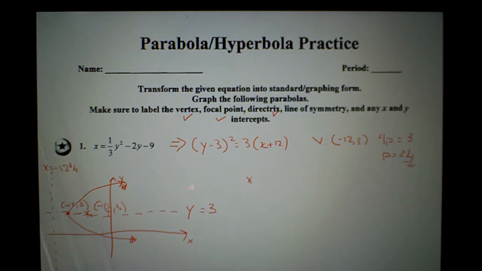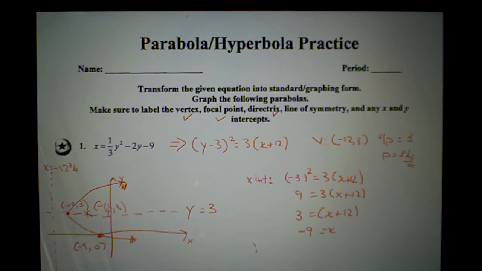To find an x-intercept anytime, any place, anywhere, what do? Yep, plug in 0 for y. So that is 0 minus 3 squared is equal to 3 times x plus 12. So that is 9. Please don't distribute the 3. Divide it off. So when y was 0, x was negative 9.